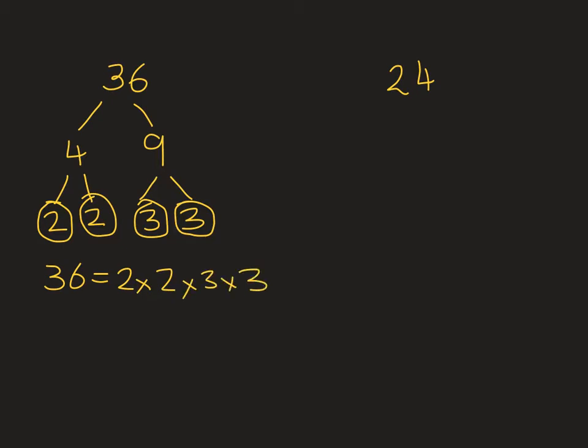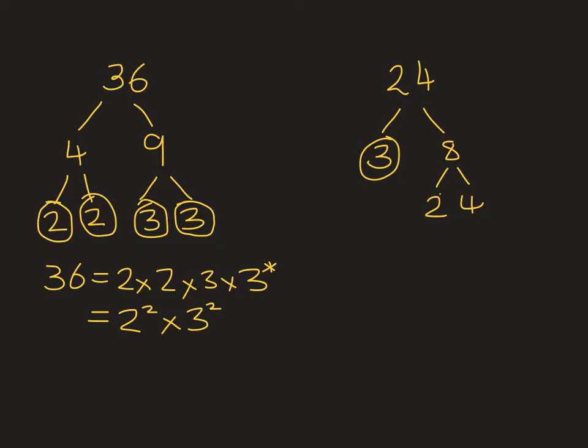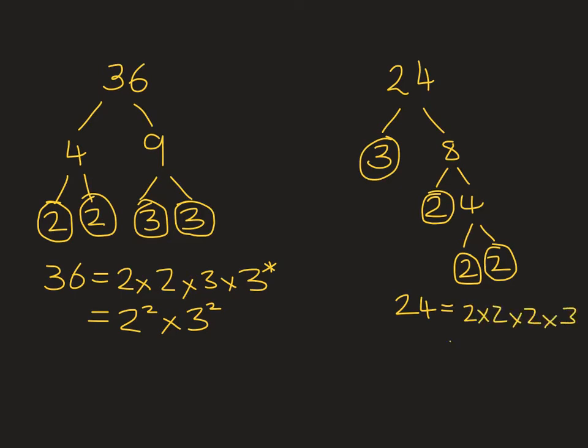Generally speaking, a lot of the time you'll see that done in index form, 2 squared times 3 squared. But when you're finding the highest common factor and lowest common multiple, this version is actually a little bit easier to use. Right, so let's do the same with 24. It doesn't matter which two I use, I'm going to use 3 and 8. 3 is prime. 8 breaks down into 2 times 4, and 2 is prime. And 4 breaks down to 2 times 2, both of those being prime. So 24 equals 2 times 2 times 2 times 3, or again in index form 2 cubed times 3.